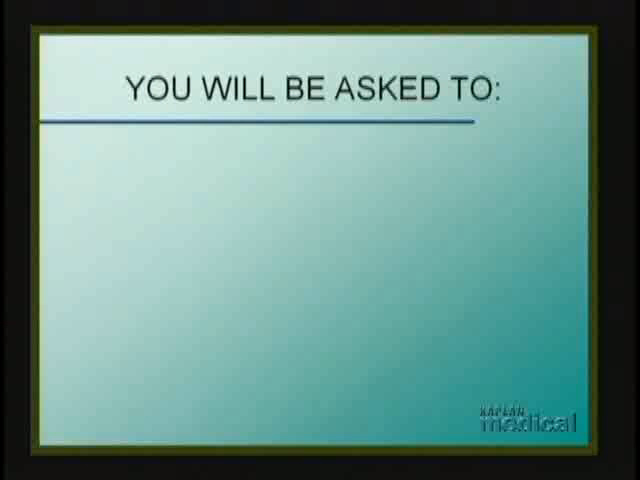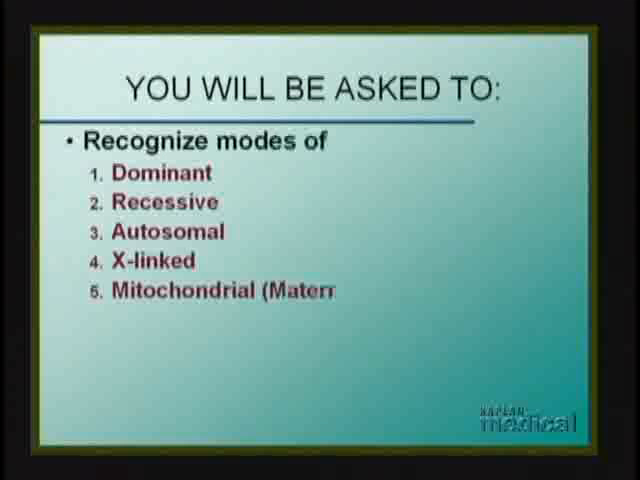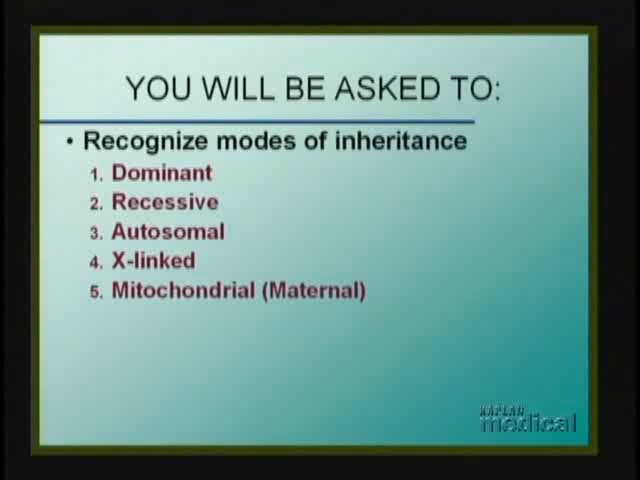What will you be expected to do on the exam with these pedigrees that we'll look at? This is what I think the major test questions, the major topics for the test questions will be. You will be required to recognize the mode of inheritance. That is, on your exam, they will show you a pedigree and they will ask you to identify the mode of inheritance. That is, is the disease inherited in an autosomal dominant fashion, an X-linked recessive fashion, or what is the mode of inheritance? How will you determine that?